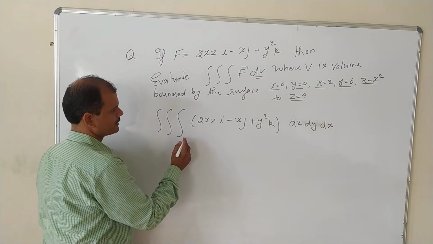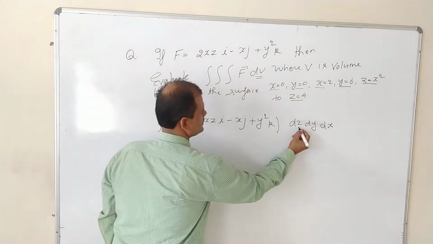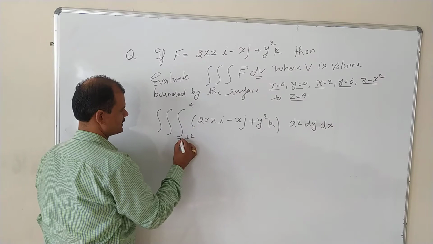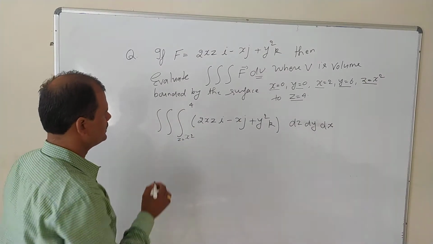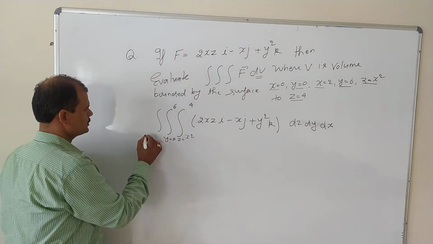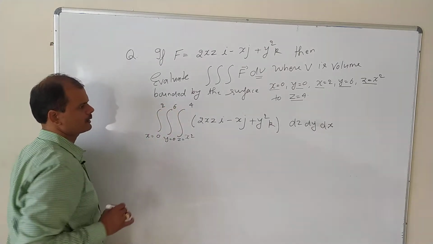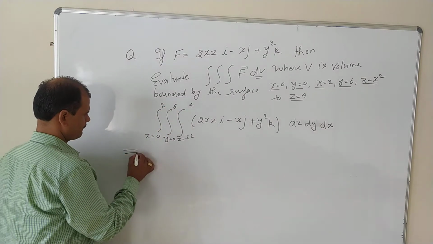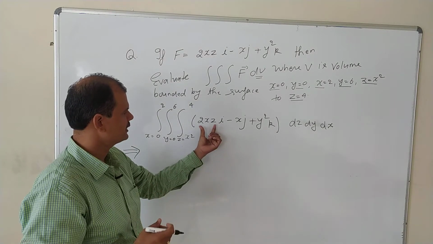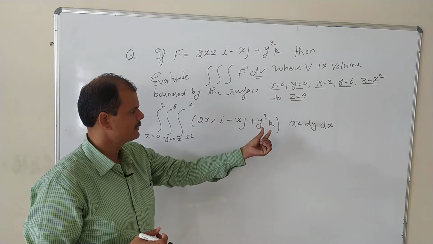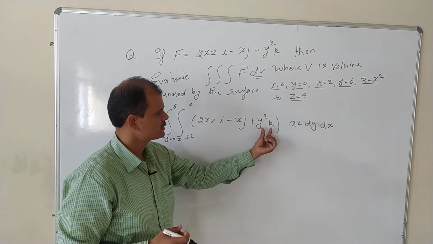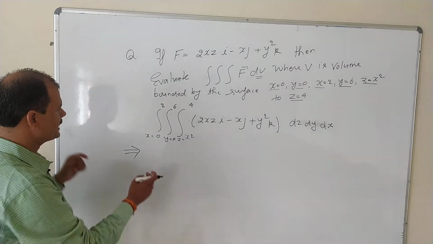So let us take the z limit first. The z limit will be x square to 4, and the y limit is 0 to 6 and the x limit is from 0 to 2. Fine. So if you open this bracket, we get three integrals: 2xz i dz dy dx minus x j dz dy dx plus y square k dz dy dx. So we will be getting three integrals.